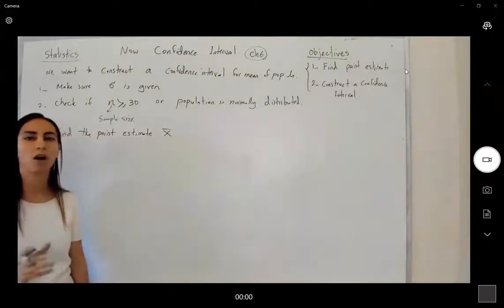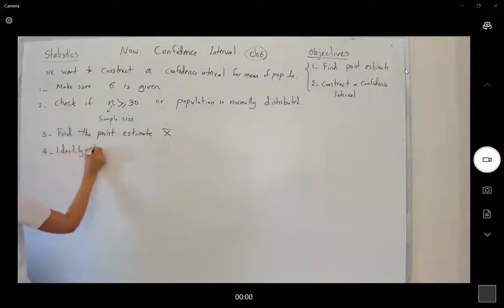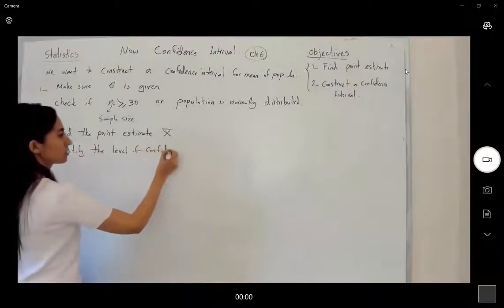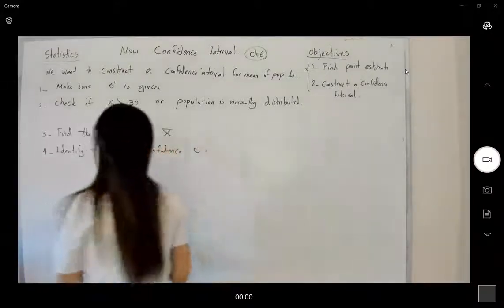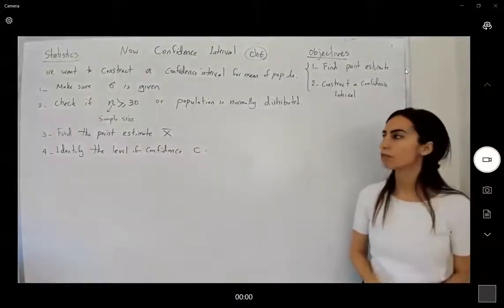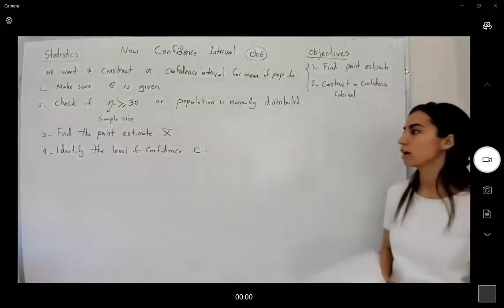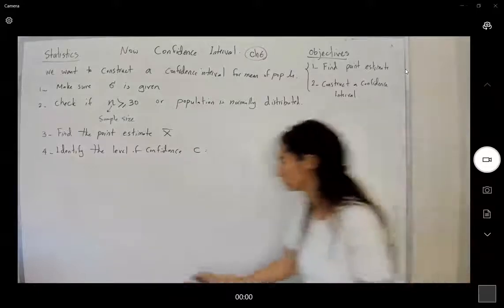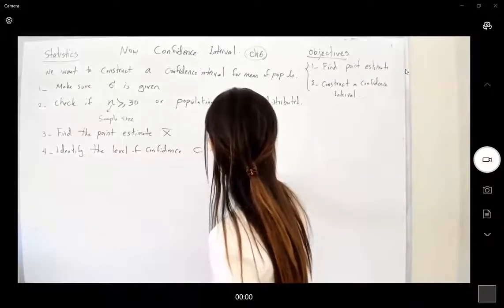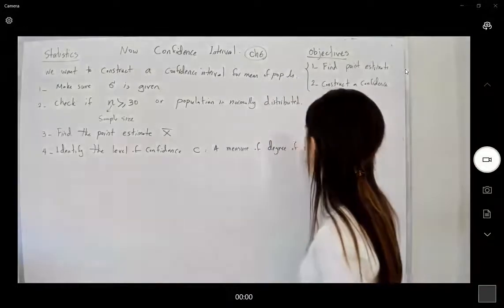Step 4, identify the level of confidence. The level of confidence, denoted by C. What is a level of confidence? As I mentioned before, level of confidence is a measure of degree of reliability.